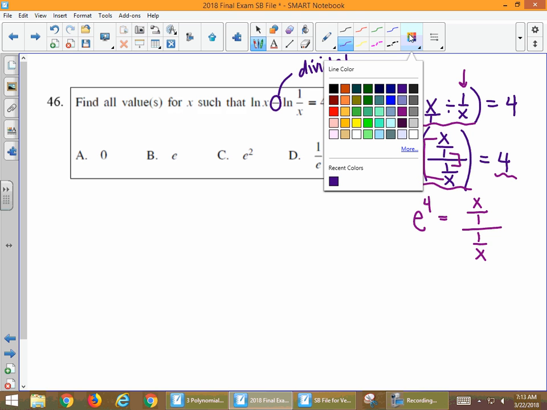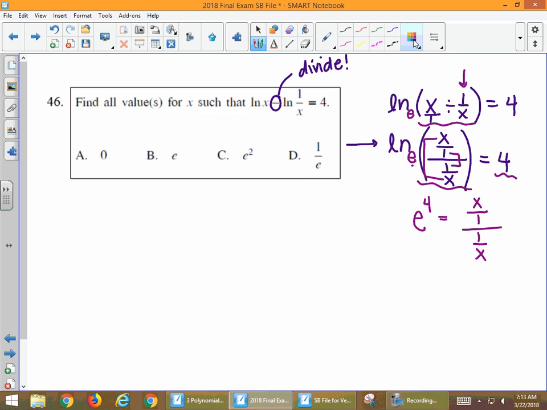And then I'm going to group here. You can flip the second and multiply if you like that other option. x times x over 1 times 1. And x times x is x squared. So we have x squared over 1. And then to solve for x, we just need to take the square root of both sides. So e squared equals x.